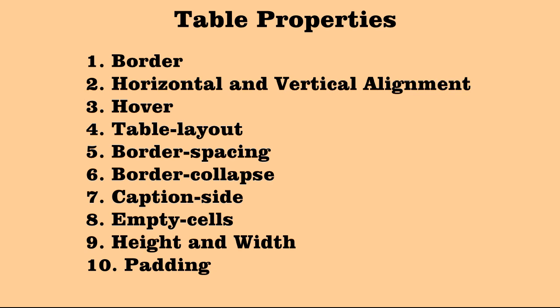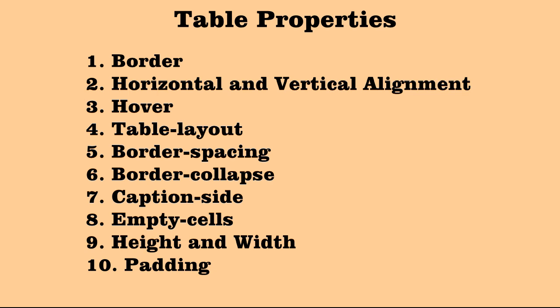Now the third one is hover. This property, if enabled, highlights the table cell, row or column with the specified color when you hover your mouse over it. It is used with the tr tag, th tag or td tag. Now moving towards the fourth one, which is table layout. This property is used to set the layout for a table. It is used with the table tag.